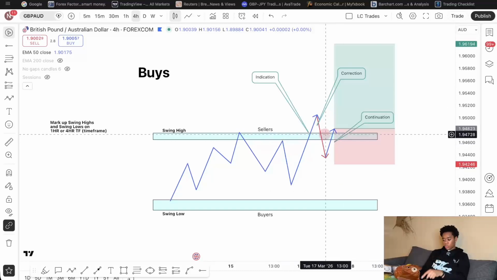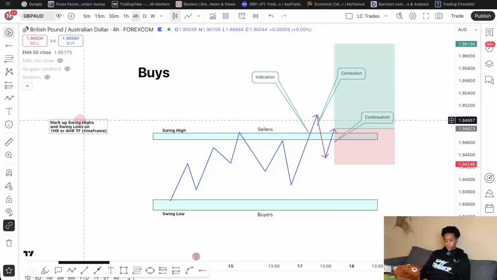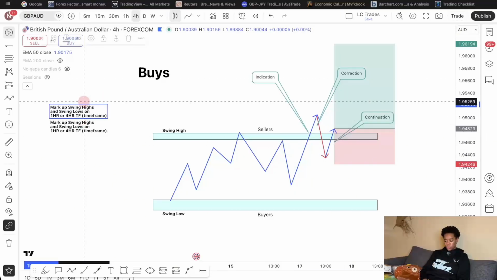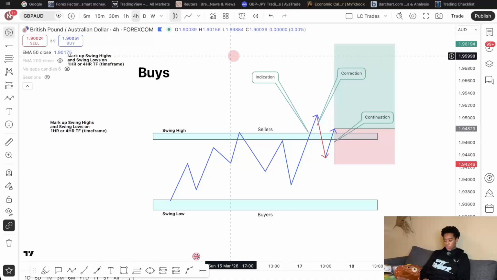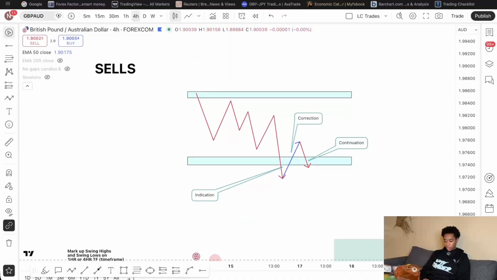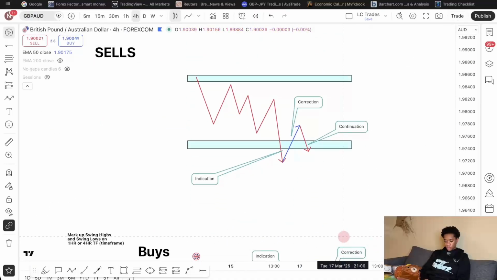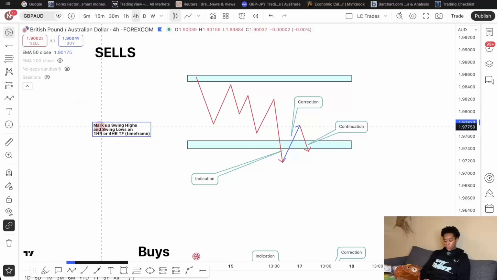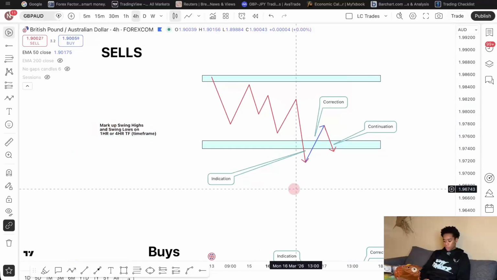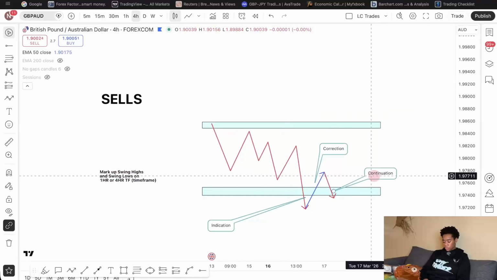Indication, correction, continuation. That's it. Simple. Wait for candle closure. Most important, boom, we're done with buys. So we're actually going to copy this and head up to right up here. Actually, let's delete this. Alrighty. We're going to head here. Now we're going to talk about sells.